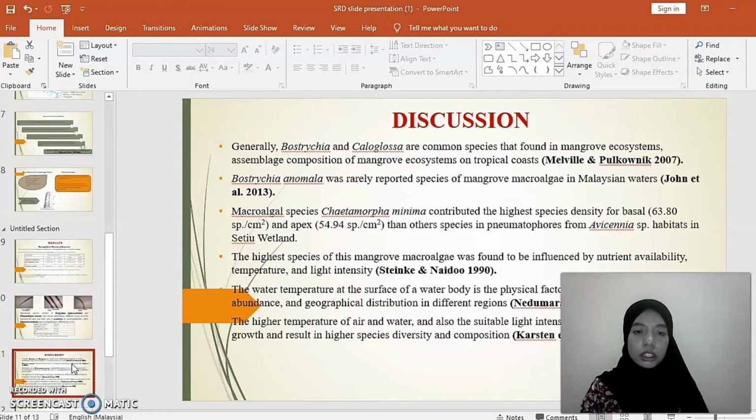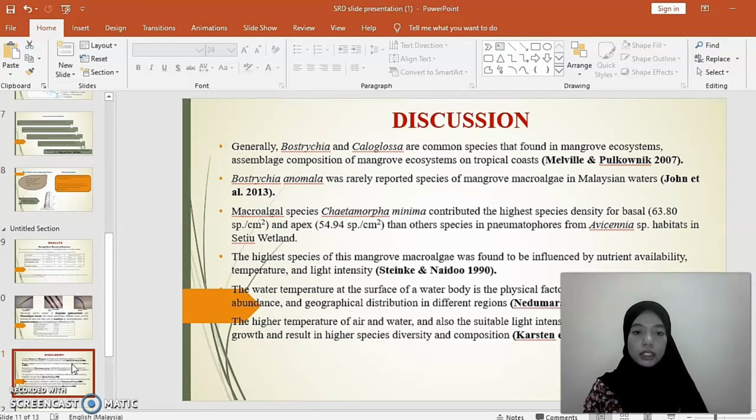Discussion. Generally, Bostrychia and Caloglossa are common species found in mangrove ecosystems. Assemblage composition of mangrove ecosystems in tropical coasts. Bostrychia anomala was a rarely reported species of mangrove macroalgae in Malaysian waters. The macroalgae species Chaetomorpha minima contributes the highest species density for basal and apex compared to other species on pneumatophores from Avicennia habitats in Setiu Wetland.